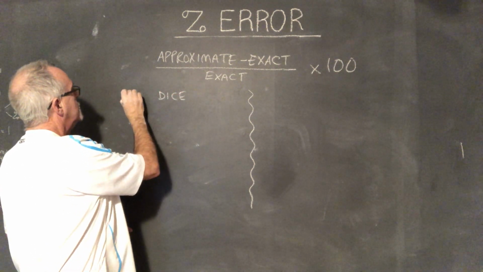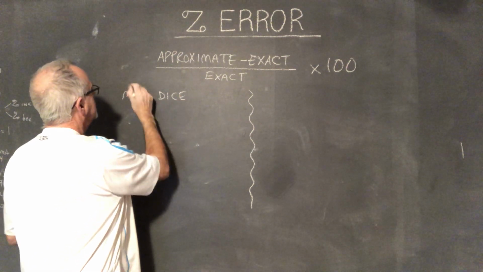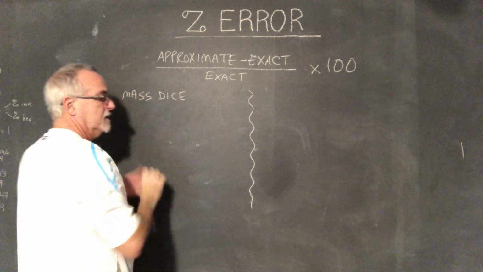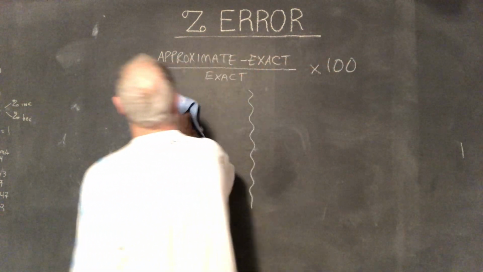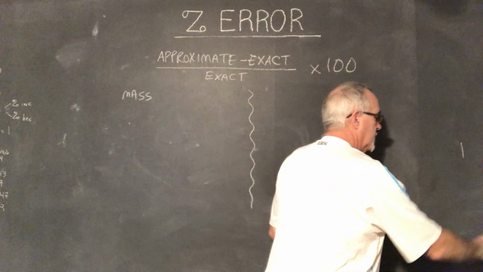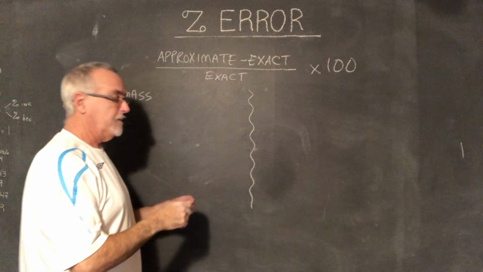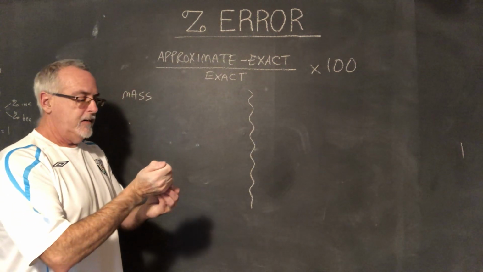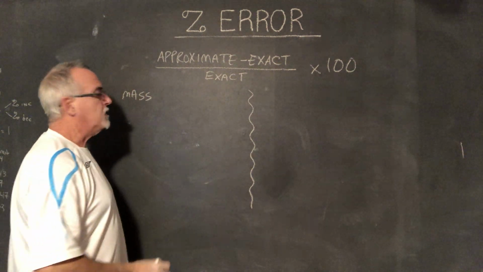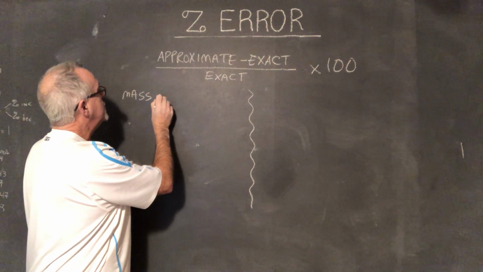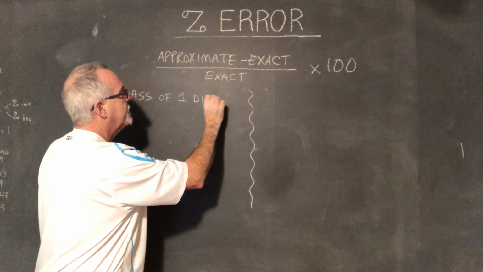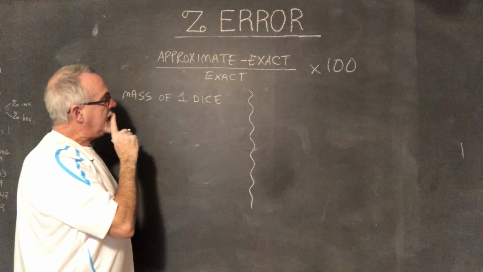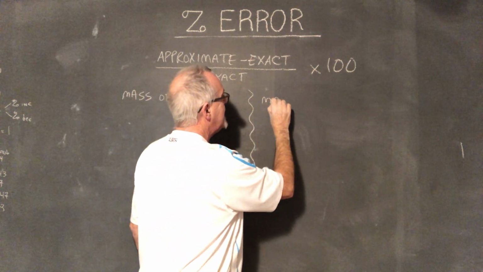I'll write mass. Mass of one dice. And of course, some students might be trying to correct me saying mass of one die, but we're allowed to say mass of one dice or mass of one die. I'm saying mass of one dice. And then mass of the glass.